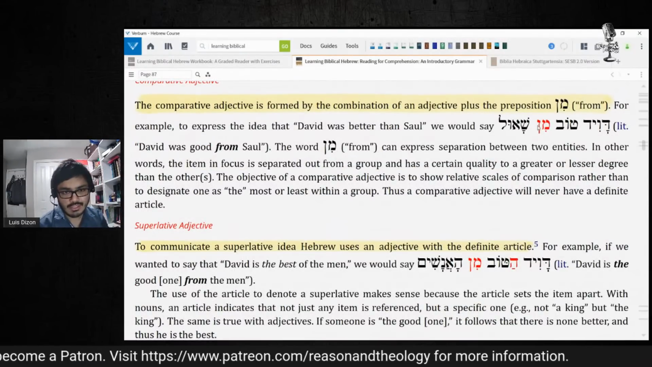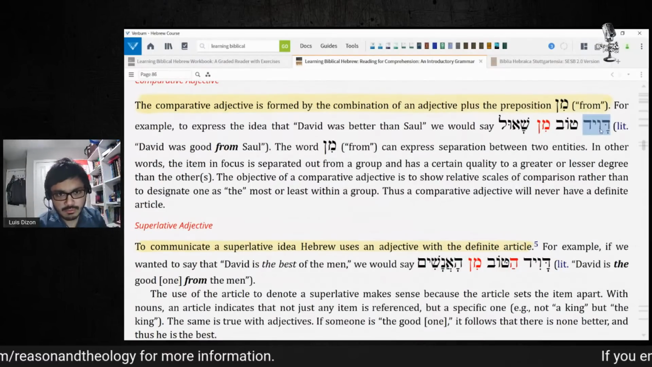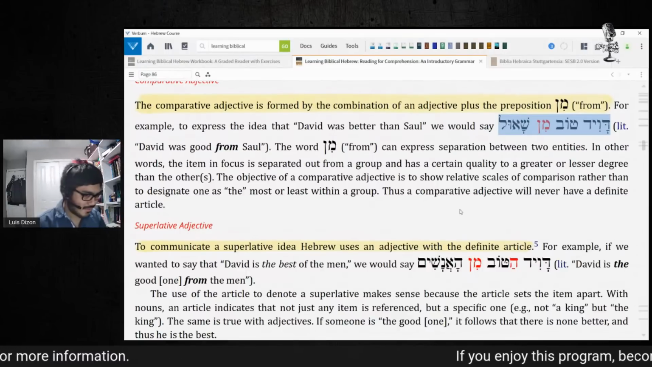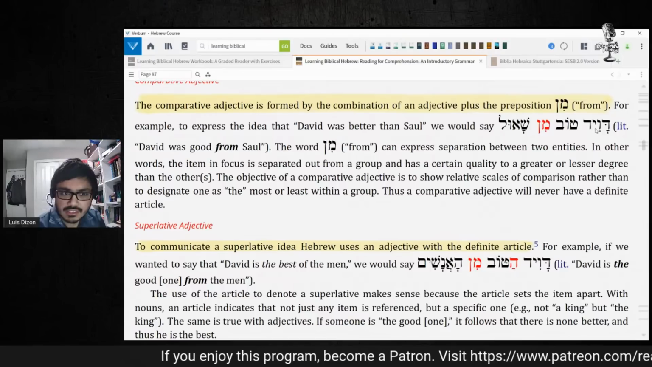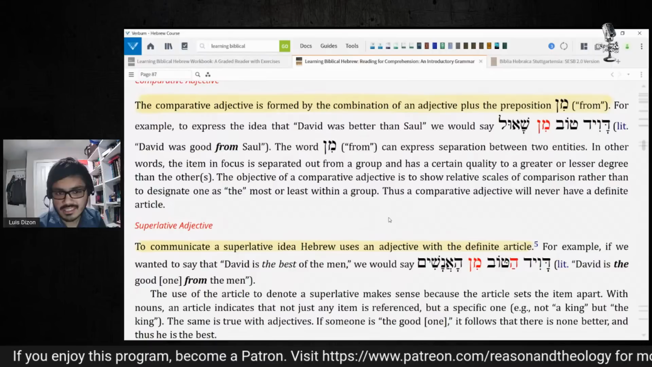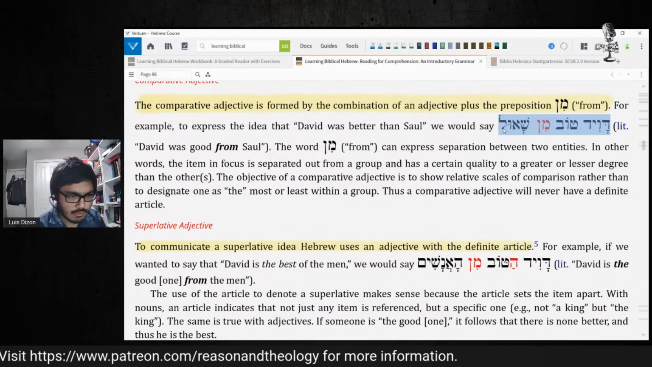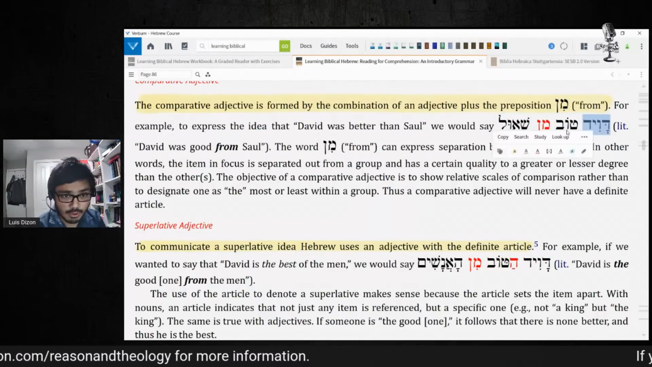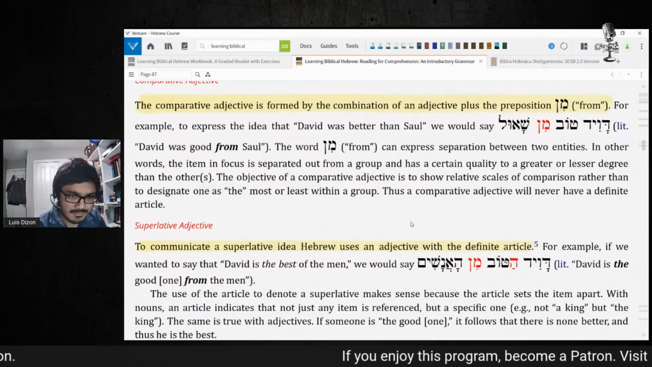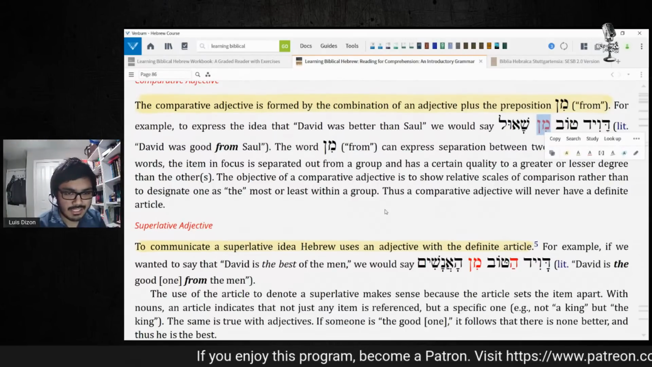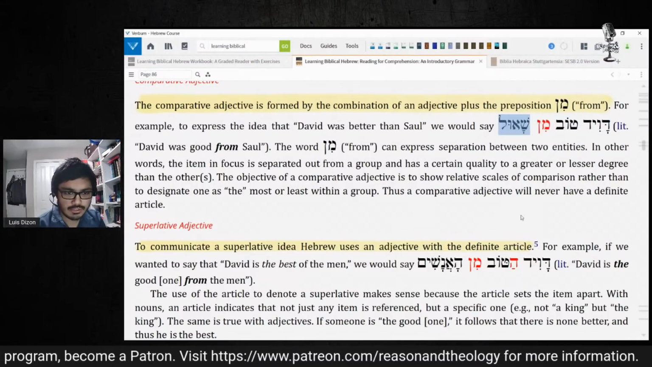However, what we do is we make use of the word min, the standard preposition of from. So here we see David tov min Shaul. Now, if we translate this hyper literally, it would be David is good from Saul. But that obviously doesn't make sense. What this would mean in good idiomatic English is David is gooder than Saul, or better than Saul. So the min here is a min of comparison. It's showing that David is more good in comparison to Saul.